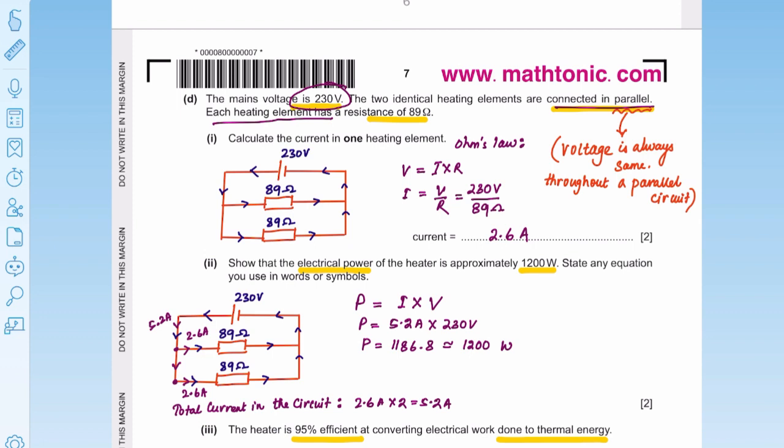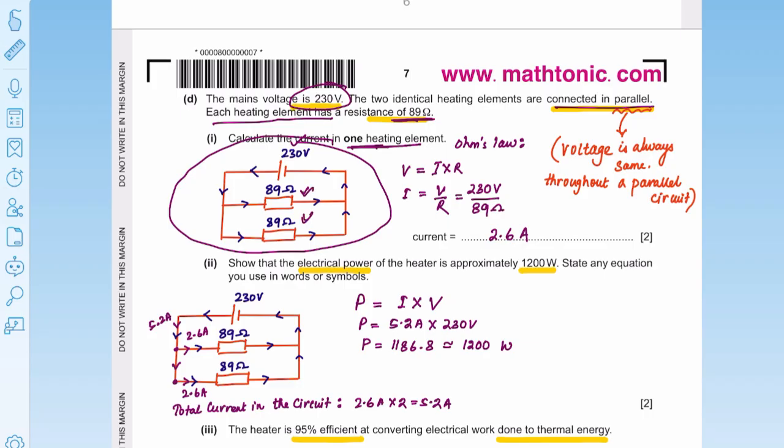Each heating element has a resistance of 89 ohm, right? Calculate the current in one heating element. Try to understand this. So I have just drawn this figure for your understanding purpose. What is the question all about? You are given the voltage, 230 volt. You can see here we have two heating elements, each of 89 ohm, and they are connected in parallel.